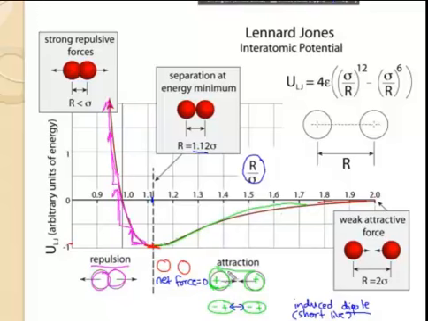So this attraction part here is represented by this part of the equation in the Lennard-Jones potential. As you increase r, as r approaches infinity, the potential approaches 0, as you can see from this line. And this part of the equation represents the repulsion part of the curve.